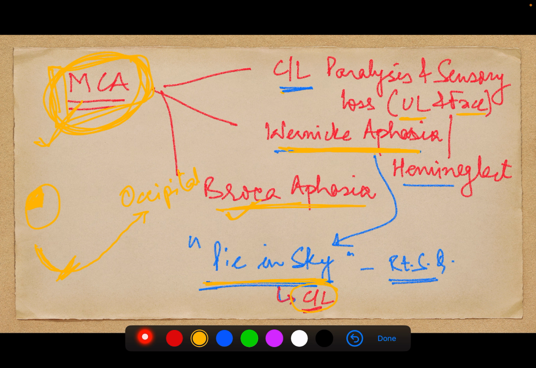So, in conclusion, we can say the middle cerebral artery lesion will have contralateral upper limb and face paralysis as well as sensory loss. That is the one symptom. The other one is Wernicke aphasia, and the third one is Broca's aphasia. So, not making it too complicated, just remember aphasia and contralateral face and upper limb paralysis and loss of sensation. Your diagnosis should then most probably be the middle cerebral artery.